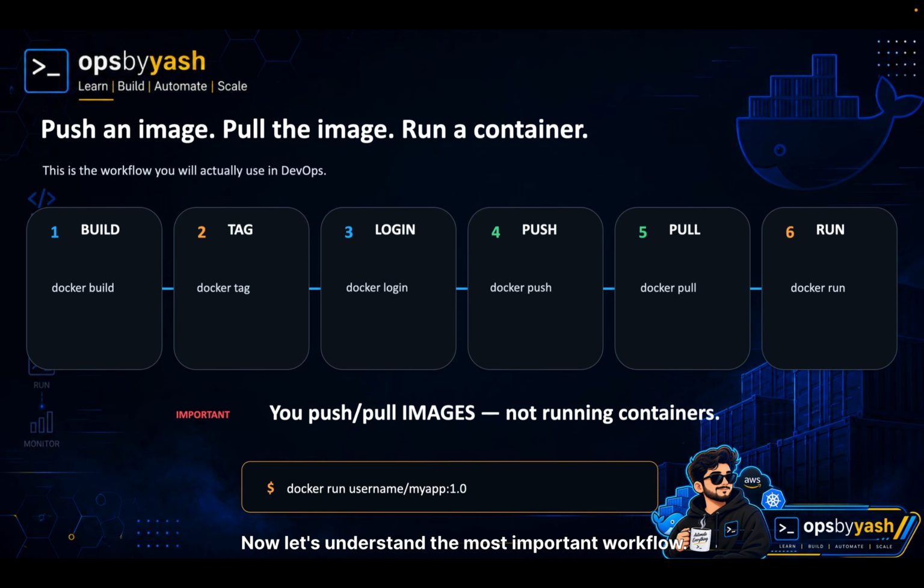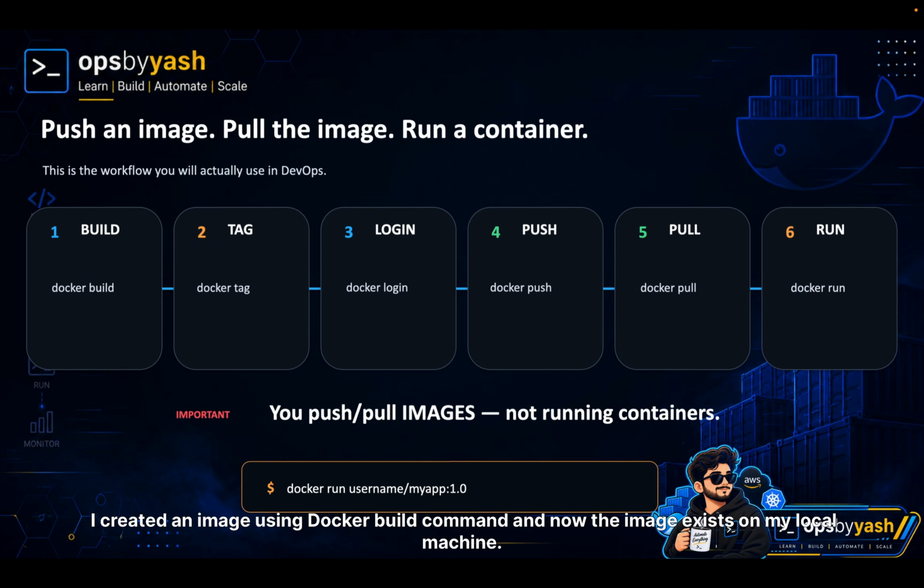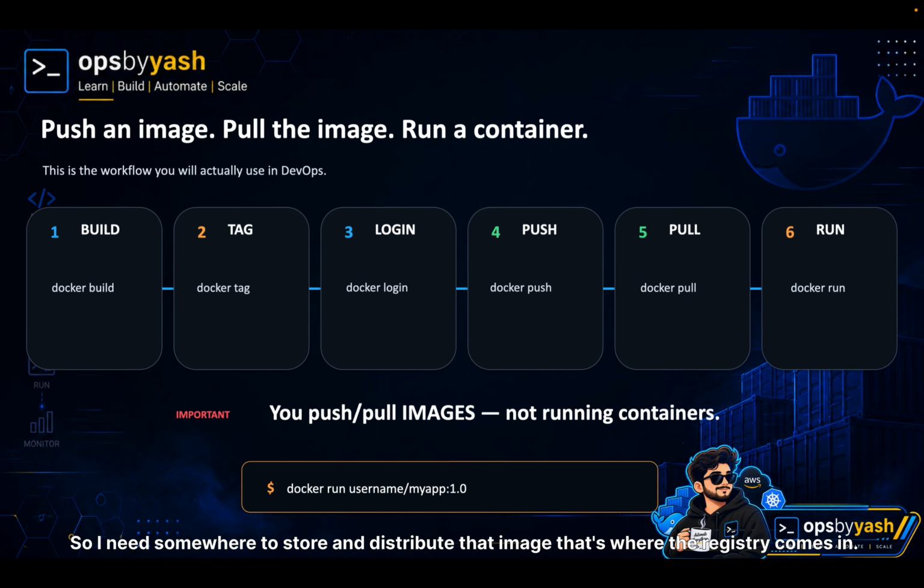Now let's understand the most important workflow. Imagine I have built my application locally. I created an image using docker build command, and now the image exists on my local machine. But my teammate's laptop does not have it. My production server does not have it, and Kubernetes doesn't have it. So I need somewhere to store and distribute that image. That's where the registry comes in.